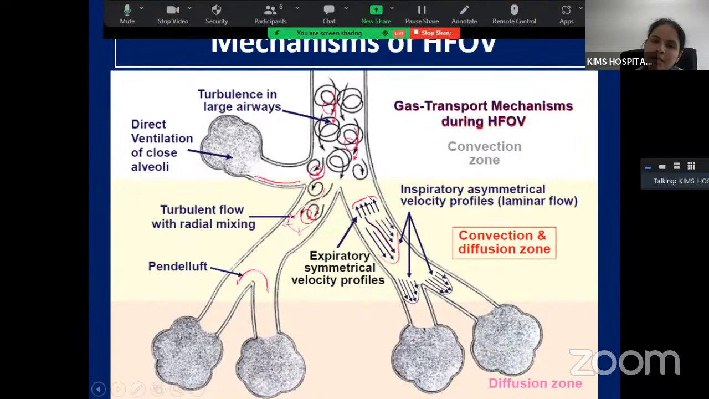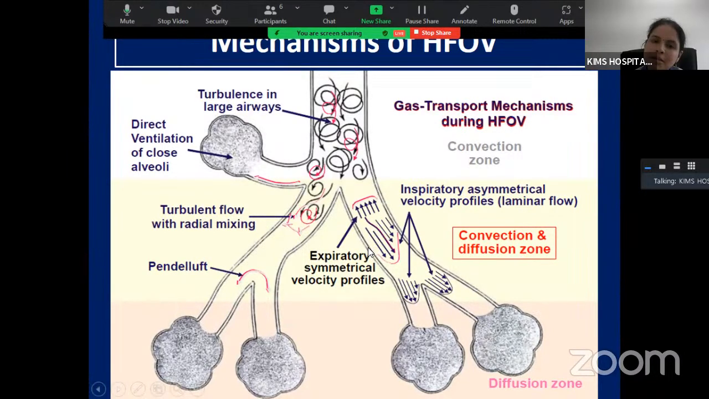Whereas expiratory gas flow occurs in a block-like fashion. So it is fairly symmetrical when it comes to expiratory gas flow. With every breath, the length of the tube, or the tip of this cone, keeps becoming longer and longer during high frequency ventilation. And whenever the gas flow stops, there is complete dispersion of the gas molecules. So this results in significant gas exchange.